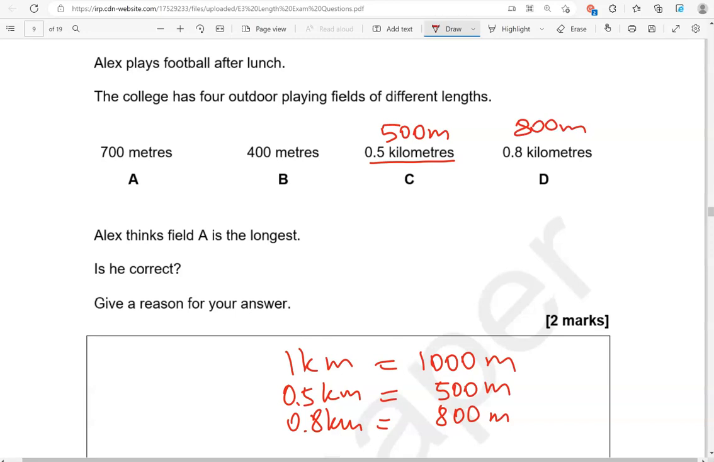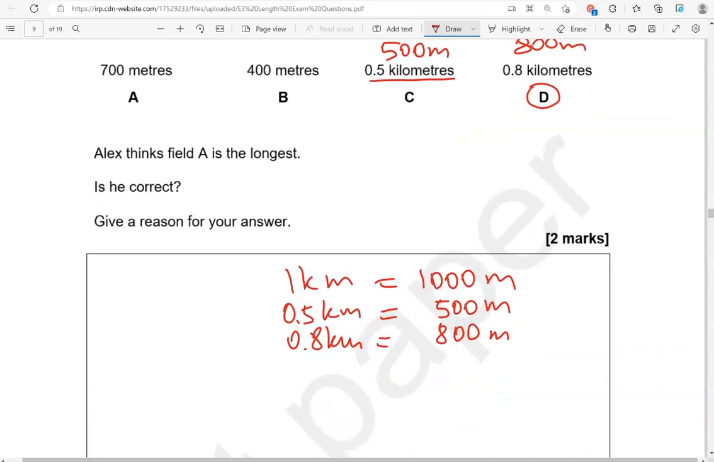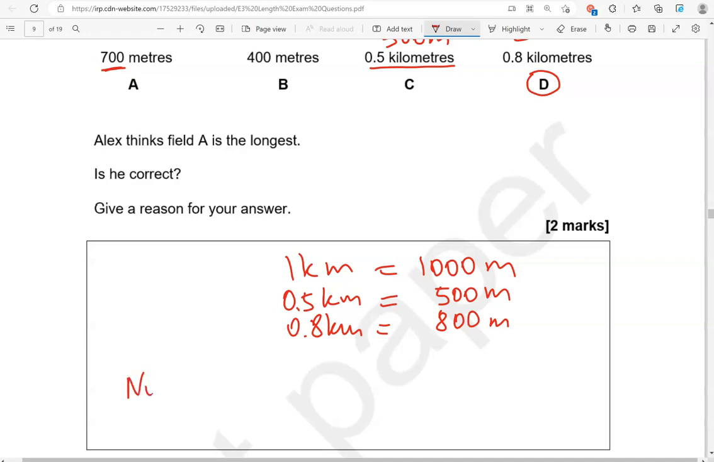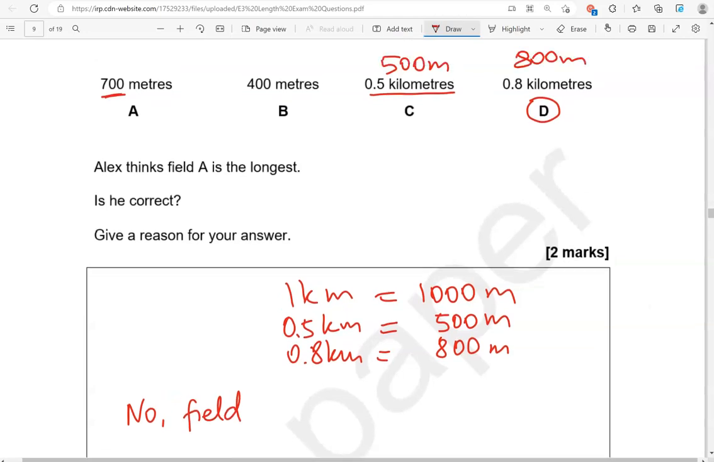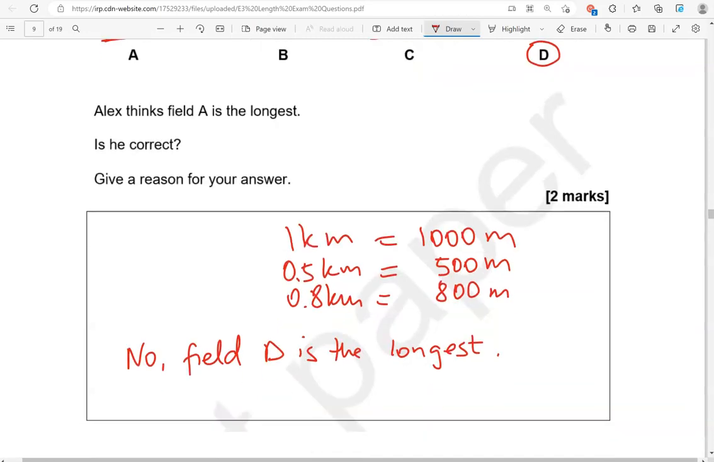So comparing now, 700, 400, 500, and 800. Which of these numbers is the greatest? That is 800. So that's why D is the longest. Whereas Alex thought that it was field A, which is 700 meters. So is it correct? We're going to say no. Field D is the longest. And that's the reason.